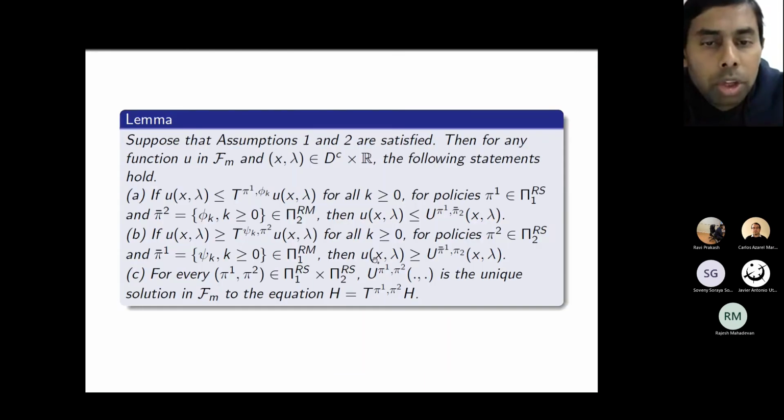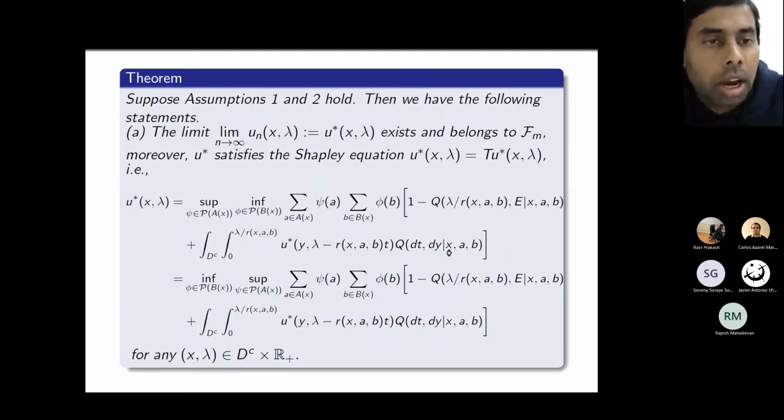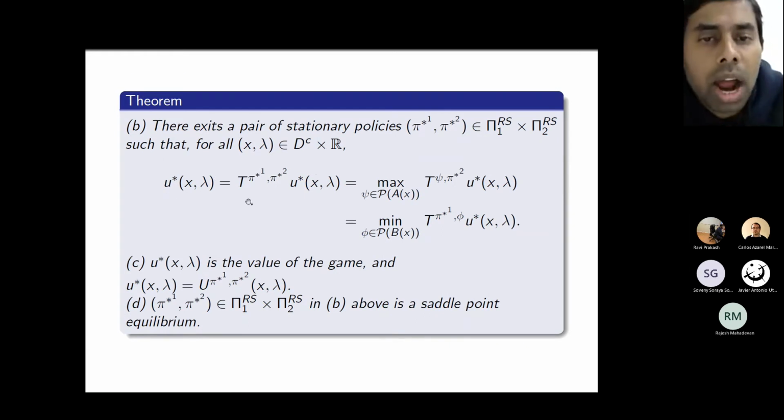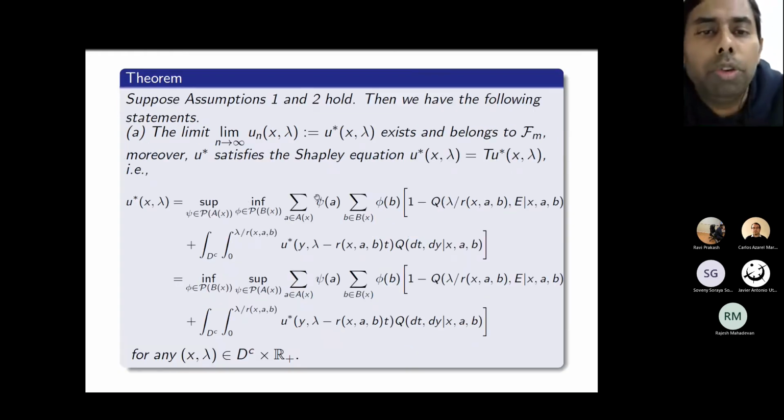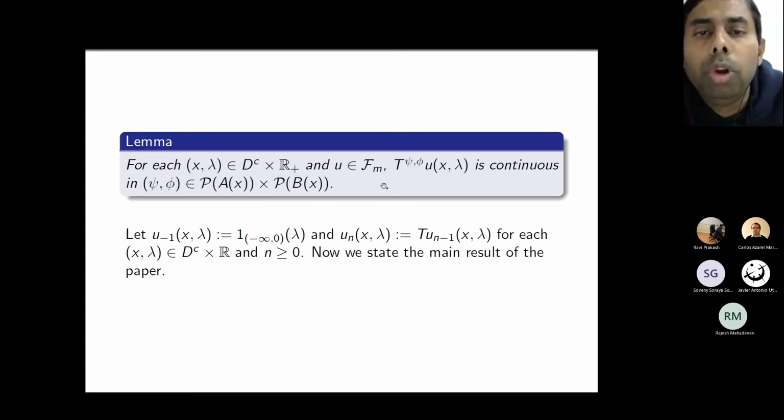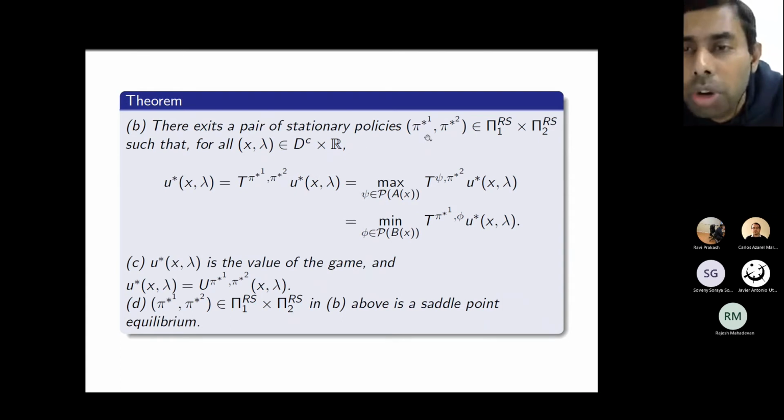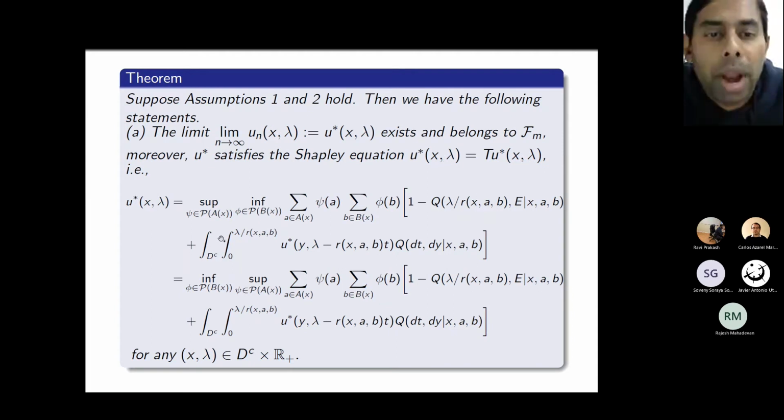Fine. And remember, you already showed that this U pi1, pi2 is a unique solution to T. Now U star is basically what you get: this is sup and this is inf. Using this outer maximizer and outer minimizer, and since these are all continuous and compact, this sup will be attained at some psi and this inf will be attained at some phi. So if you look at those outer maximizers and outer minimizers, U star is equal to T of this, where T is like this.